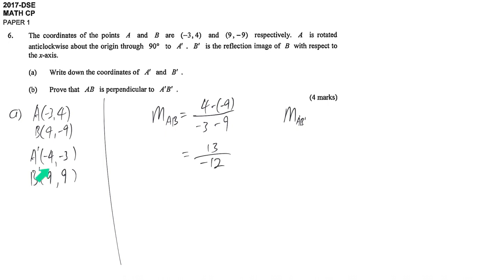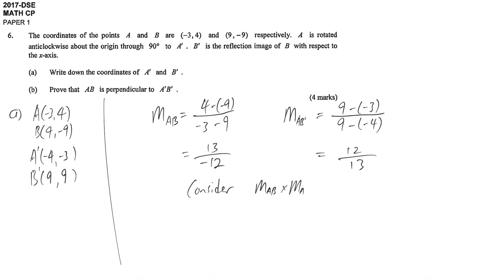And then similar reason, we try to calculate the slope of A prime B prime. We compare those 2 points, y difference and also x difference. We get 2 values. Now we are considering performing a test, m_AB times m_A'B'. We want to investigate about their product. So we find out that this is -1.